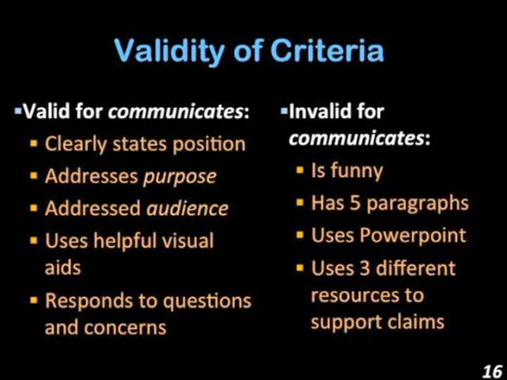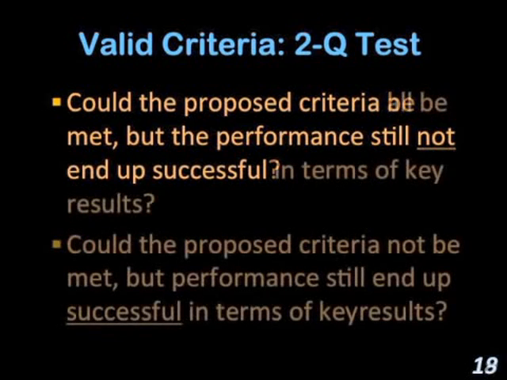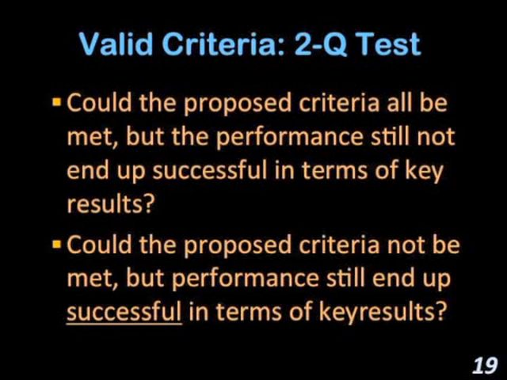We can generalize from this example and do what we call the 2-question test for validity. You'll recall we had a similar 2-question test for the performance task. Now we have the same test for the proposed criteria when assessing performance. Could the proposed criteria be met, but the performance still not end up being successful? Could the proposed criteria not be met, but performance end up successful in terms of the actual results?